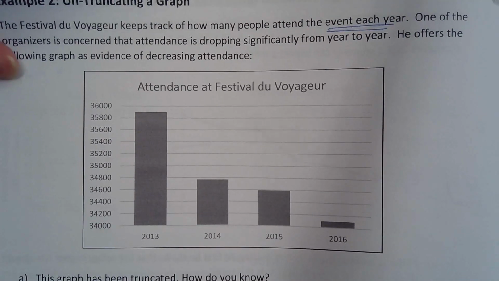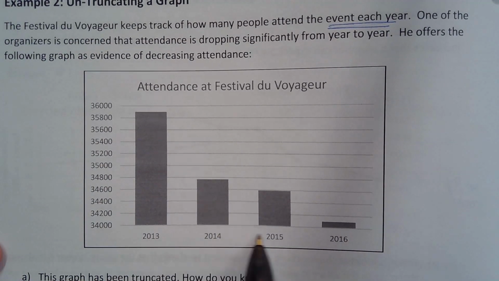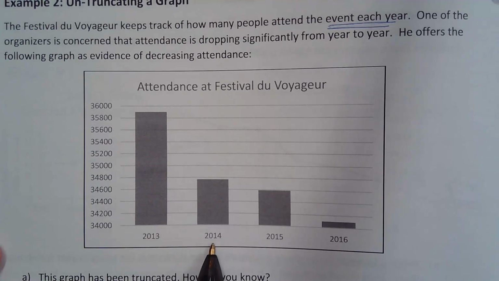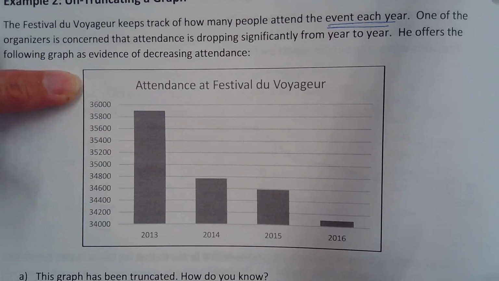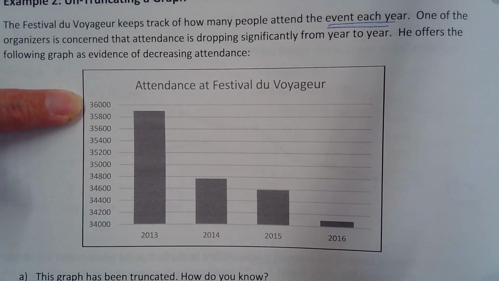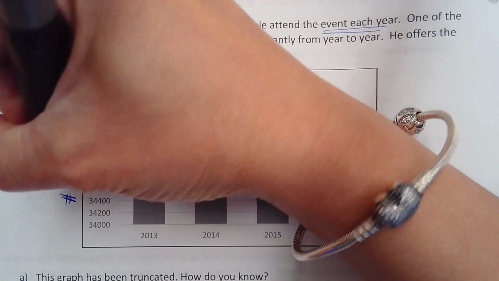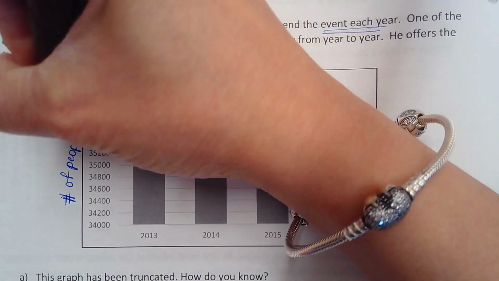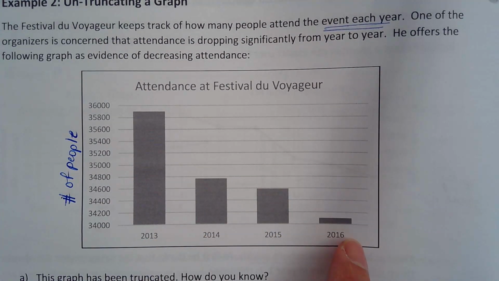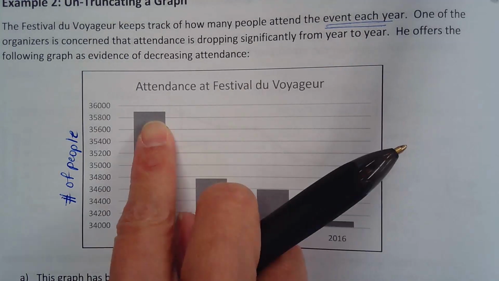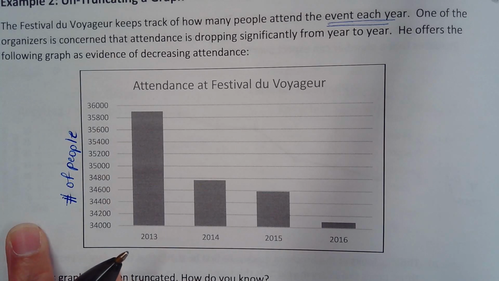Okay. So what you can see here is that on the x-axis, the horizontal axis, they talk about the year, and on the vertical axis, they talk about the number of people. We should put that down. So the x-axis, or horizontal axis, talks about the date, and the vertical axis talks about how many there are. The taller they are, the more people there are.